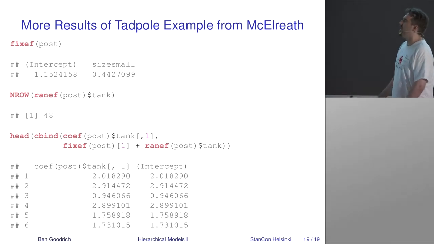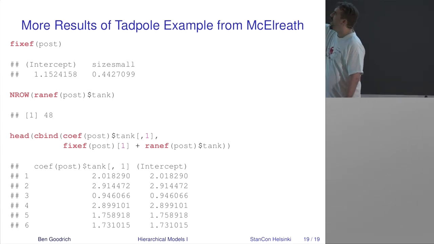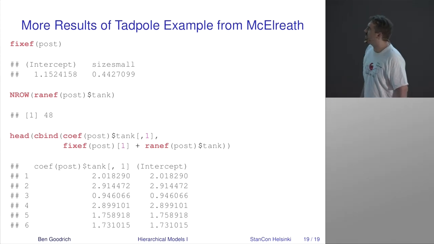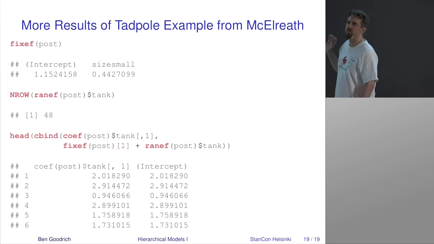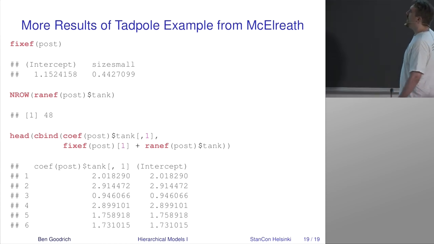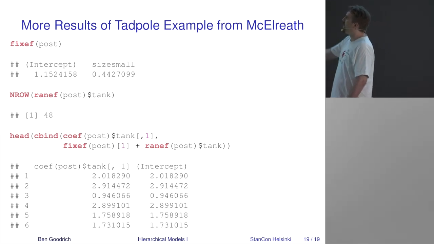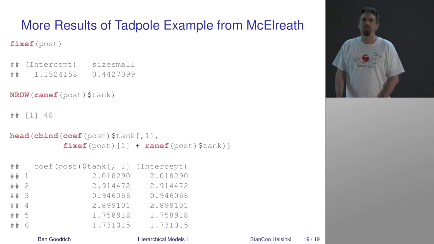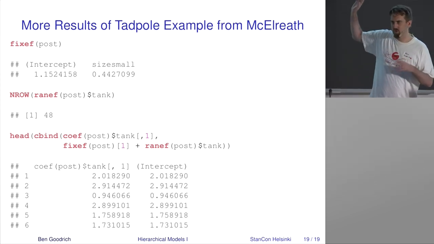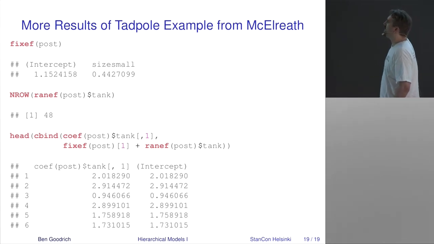And so we have a common intercept and a common coefficient for the size of the tanks. Even though we usually say common parameters rather than fixed parameters, we can still extract the posterior medians of those from the posterior distribution that we obtained from stan_glmer. We can also use the ranef function to extract the posterior medians of all the alpha_j's, which correspond to the so-called random effects from the frequentist way of looking at it implemented in lme4.